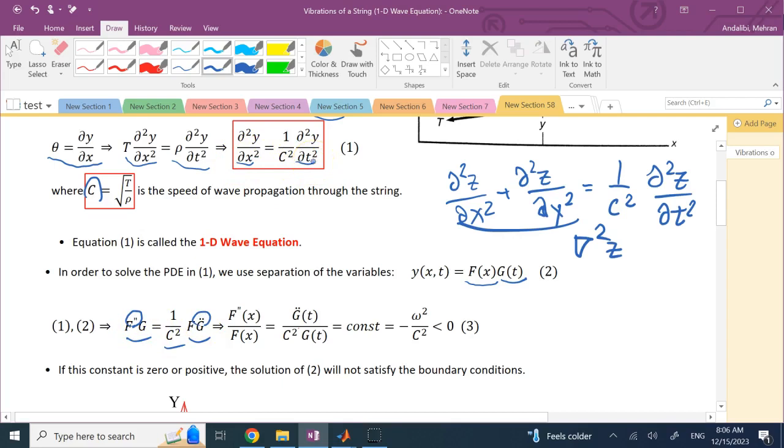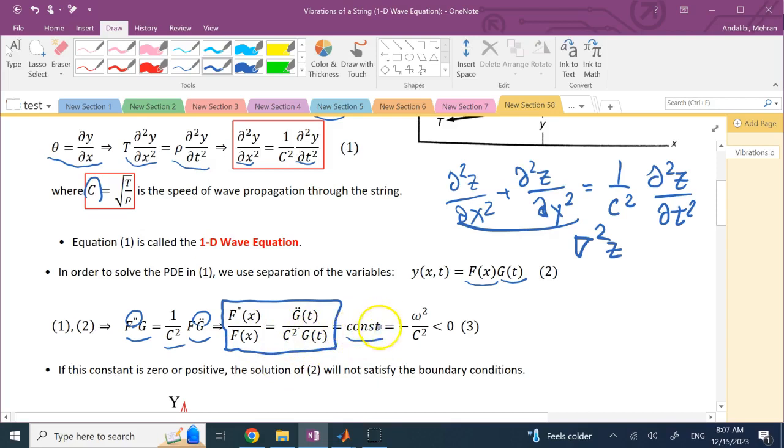For the time derivative. If you divide both sides by f times g, then you'll get this equation: f double prime over f equals g double dot over c squared g of t. Now the thing is, the left hand side is only a function of x, the right hand side is only a function of t. And this equality can never be true unless both of these sides are equal to a constant, because a function of x can never be equal to a function of t unless they are both constants.